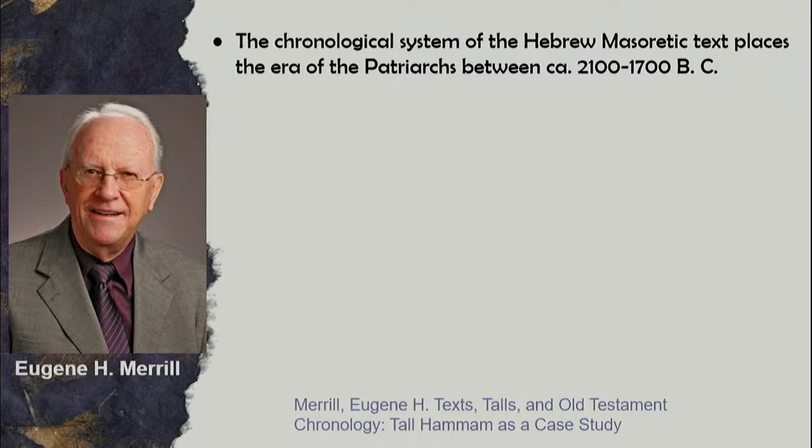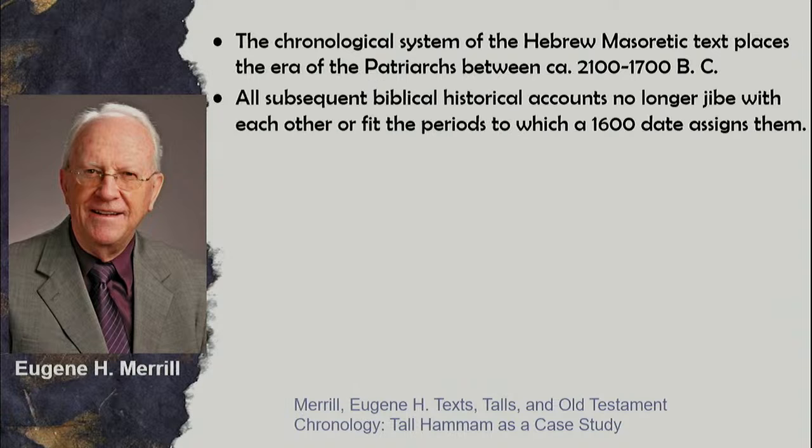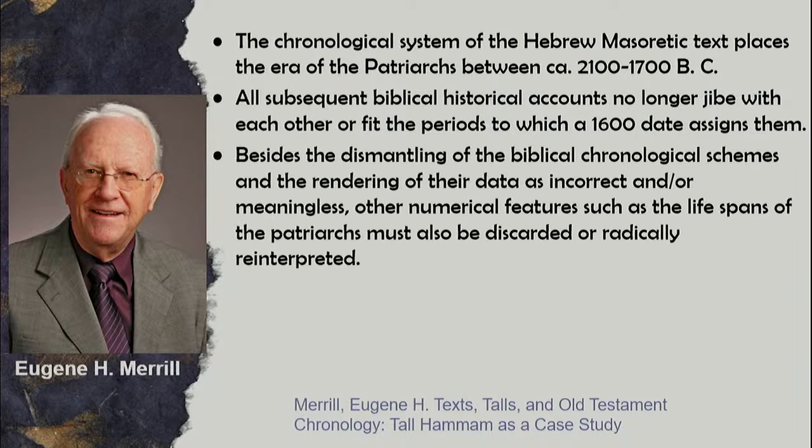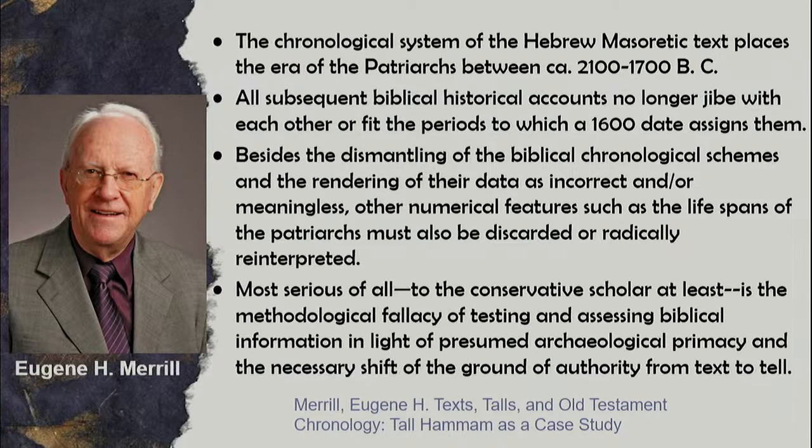Number one, the chronological system of the Hebrew Masoretic text places the era of the patriarchal period between 2100 and 1700 BC. All subsequent biblical historical accounts no longer jive with each other or fit the periods which a 1600 date assigns them. Besides the dismantling of the biblical chronological schemes and the rendering of their data as incorrect or meaningless, other numerical features, such as the time spans of the patriarchs, must also be discarded or radically reinterpreted. Most serious of all, though, he says, to the conservative scholar at least, is the methodological fallacy of testing and assessing biblical information in light of presumed archaeological primacy and the necessary shift of the grounds of authority from text to tell.